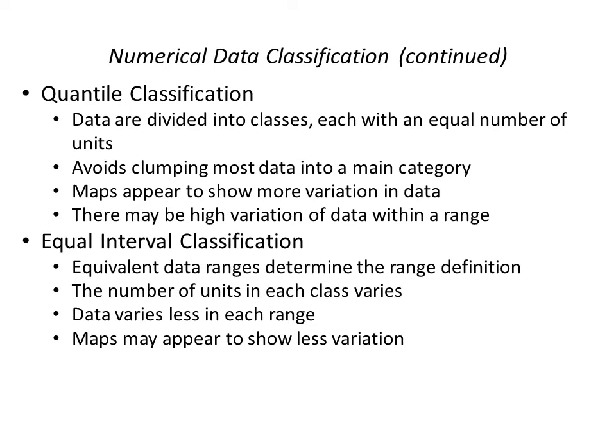By contrast, equal interval classifications use equivalent data ranges to determine the range of definition. The number of units, that is, for example states in a population map, in each class will vary, and the data varies less in each range. Maps may appear to show less variation.